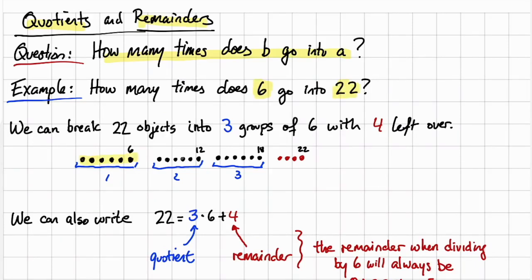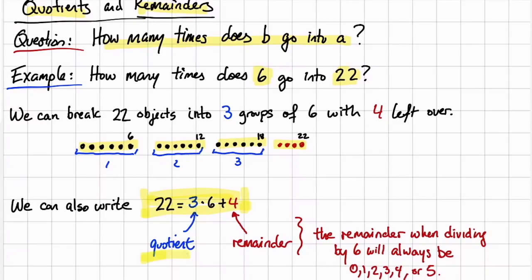We can break 22 objects into 3 groups of 6 with 4 left over. As an equation, we would write 22 is equal to 3 times 6 plus 4. This number 3 is called the quotient, and the number 4 is called the remainder.